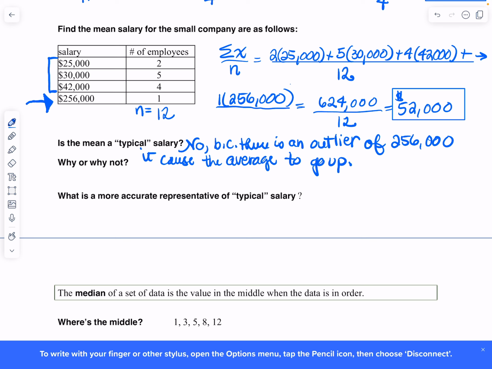So in this case, a more accurate representative of a typical salary would probably be the median. We'll be talking about that in a little bit. If you use the median instead of the mean, you'll probably get something a little more accurate. Okay? All right. So that is part 1. I'm going to stop the video and then record part 2 for you.